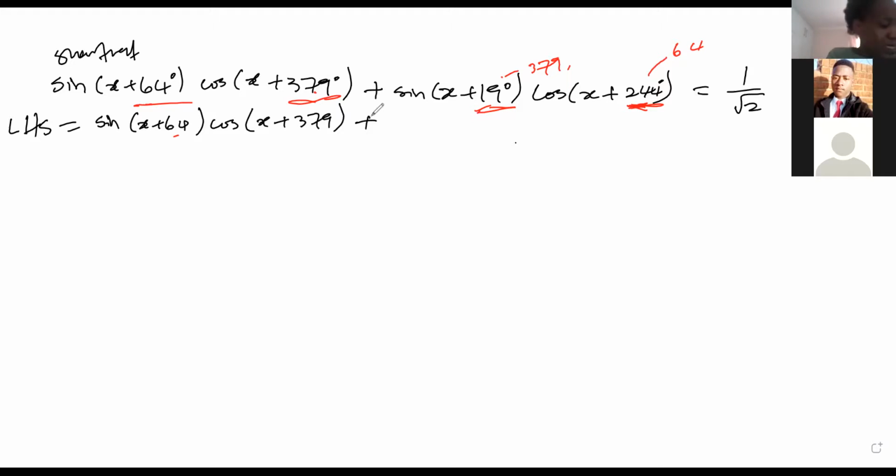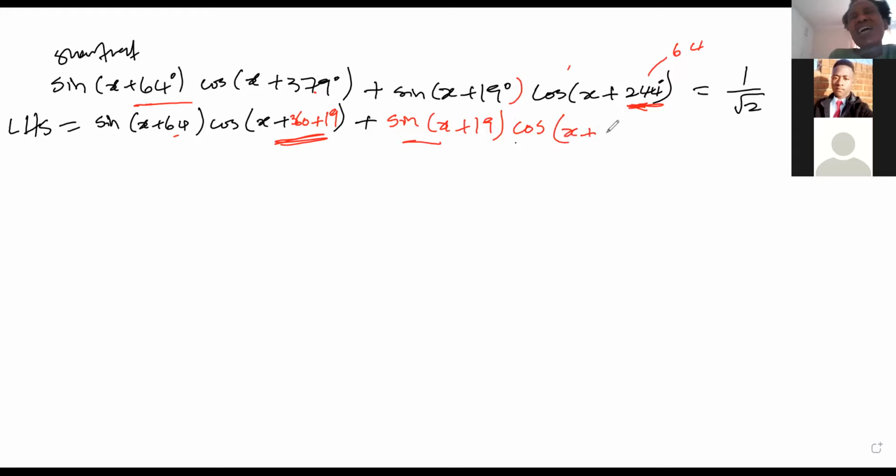Actually, I was supposed to change here. You can't use the angle that is above this. So here I'm going to change this one instead of the 19. Then I'll keep 19 this side, and I'll keep the 64. I'll just change the bigger numbers. 379 is the same as 360 plus 19. Here I'm going to keep this one the way it is because it's going to relate to this one. Then this one, I'm going to change so that it relates to 64. So 244 is the same as 180 plus 64.